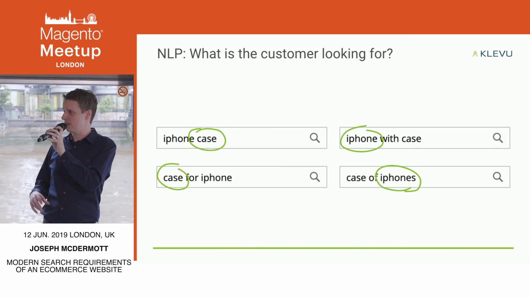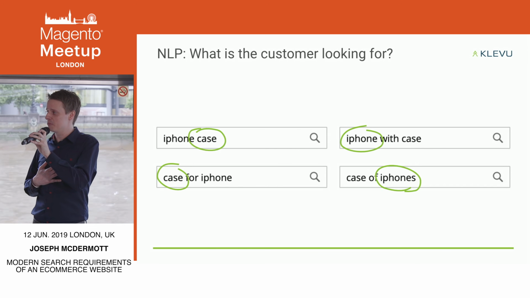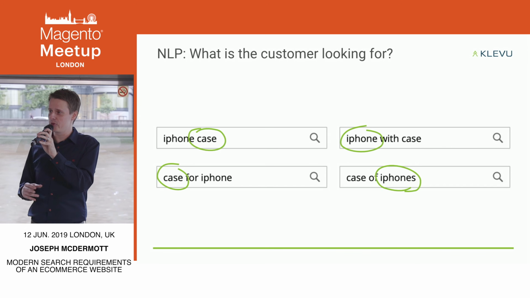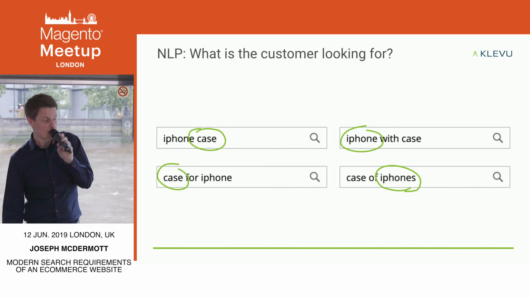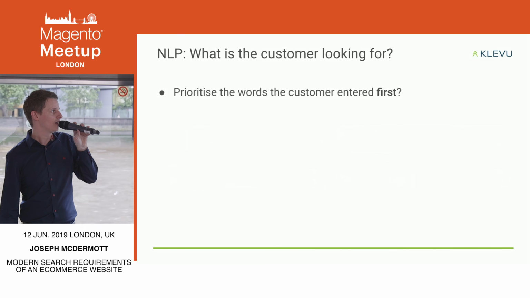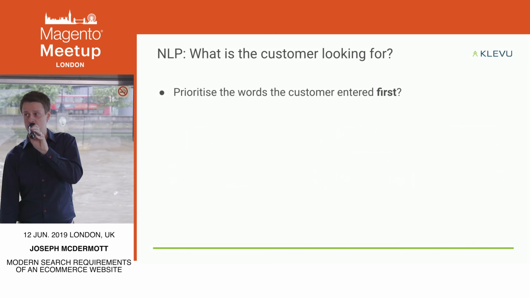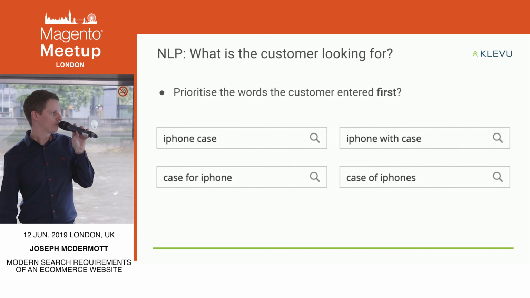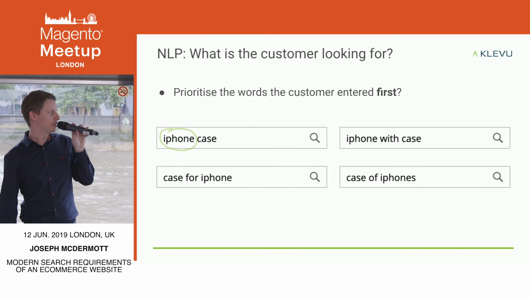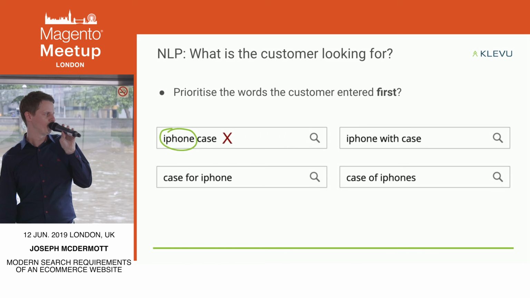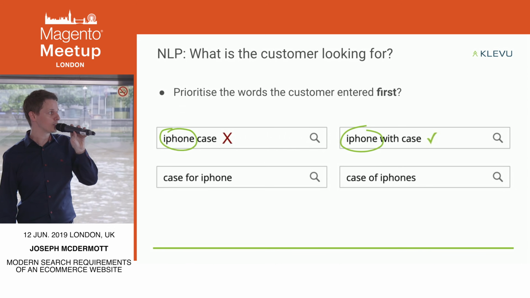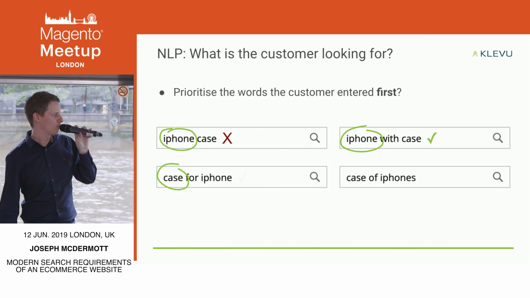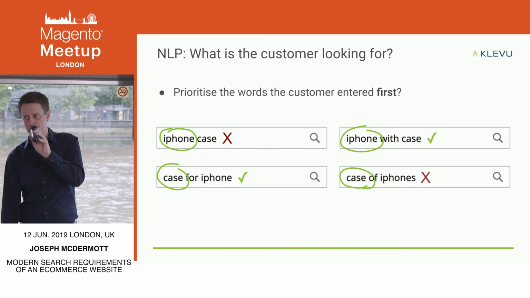But as a computer or a machine, or even as a Magento developer, to train a computer on how to do this is a pretty daunting task. We could have a go at it, though. Let's prioritize the words that the customer entered first. If we try prioritizing the first word, iPhone, straight away we fail. iPhone with case, this one actually succeeded, the first word is what we're looking for. The third one we get, and the fourth we don't.